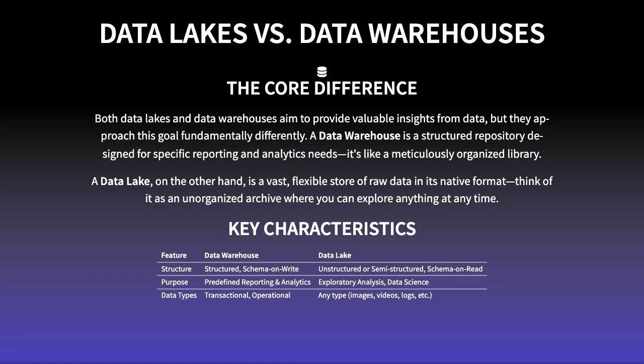Let's talk about how data lakes and data warehouses differ. A traditional data warehouse is like a really well-organized library. Everything has its place and you know exactly where to find it if you have a specific question in mind. It's built for structured reporting and analytics. Now, a data lake is more like an archive. It holds the data, regardless of format or structure, ready for exploration. You don't need to define how it's used upfront. That happens as you start digging through it.